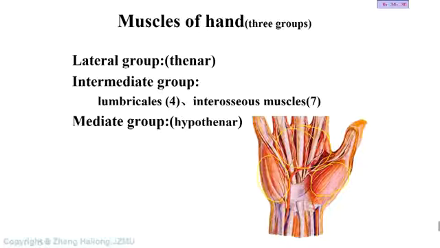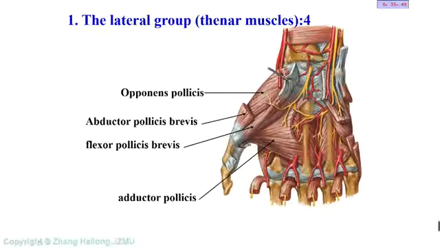The lateral group has another name, thenar. The medial group has another name, hypothenar. Here is the medial. Here is the intermediate group. Okay. Now let's see them one by one. First, let's see the lateral group. Here is the finger. Here is the upper. Here is the lower. And there are 1, 2, 3, 4 muscles.